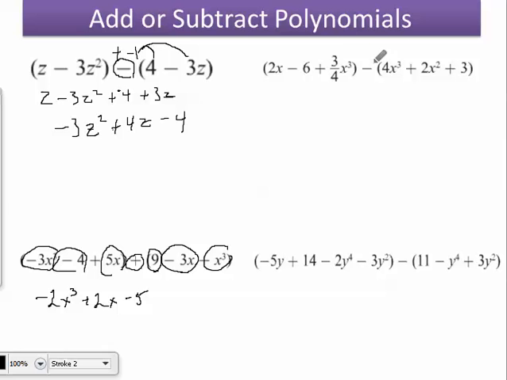Okay. Once again, minus sign. That means this is going to be a negative. That one's going to be a negative. That one's going to be a negative. So I'm going to add the like terms together. I've got 3/4 x cubed and minus 4x cubed. That's minus 3 1/4 x cubed. Okay. I've got a 2x squared. So that's a minus 2x squared. I've got a 2x. And I've got a minus 6 and a minus 3. That's minus 9.